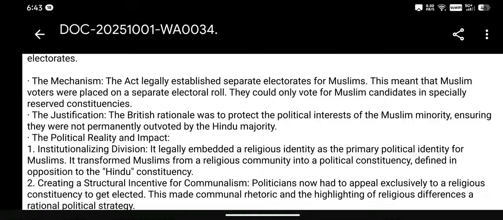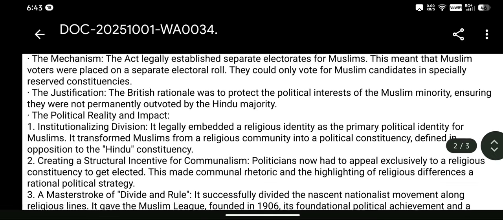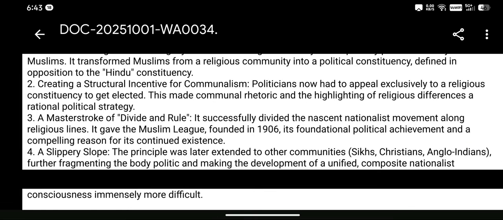by the Hindu majority. The political reality and impact: institutionalizing division. It legally embedded a religious identity as a primary political identity for Muslims. It transformed Muslims from a religious community into a political constituency defined in opposition to the Hindu constituency, creating a structural incentive for communalism.